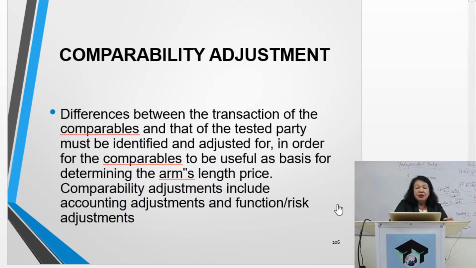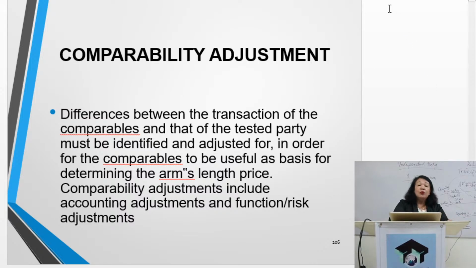So what are the differences between the transaction of the comparables and that of the tested party that must be identified and adjusted for in order for the comparables to be useful as basis for determining the arm's length price? Comparability adjustment include accounting adjustment and functions or risk adjustment. So, sabi na natin, dapat tayong mag-adjust to make the related party transactions similar with that of the independent transaction.